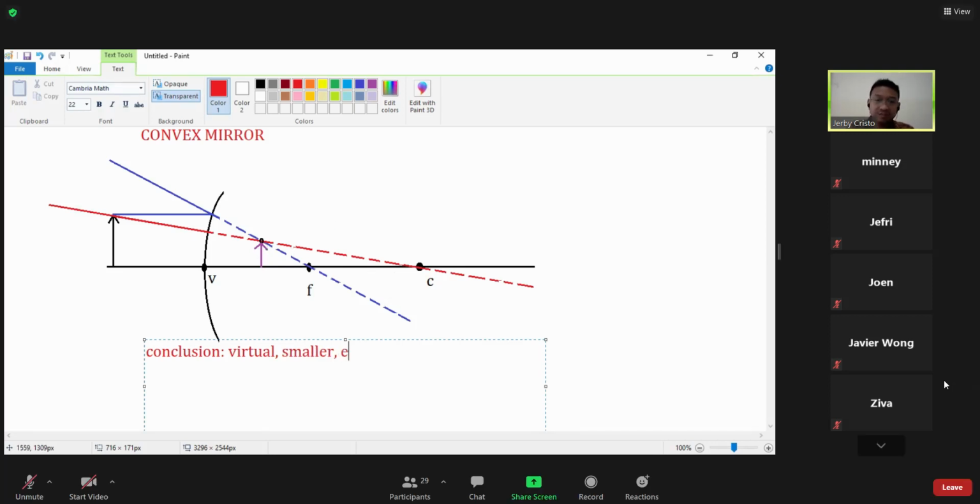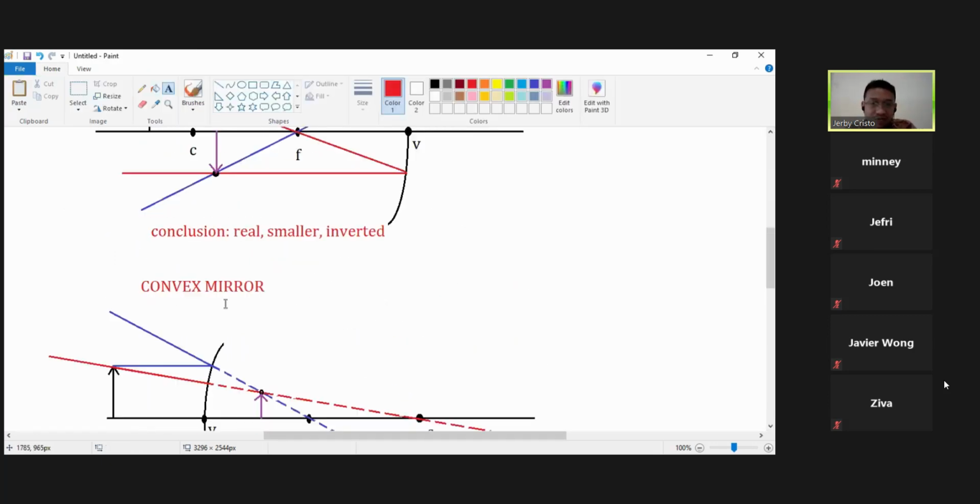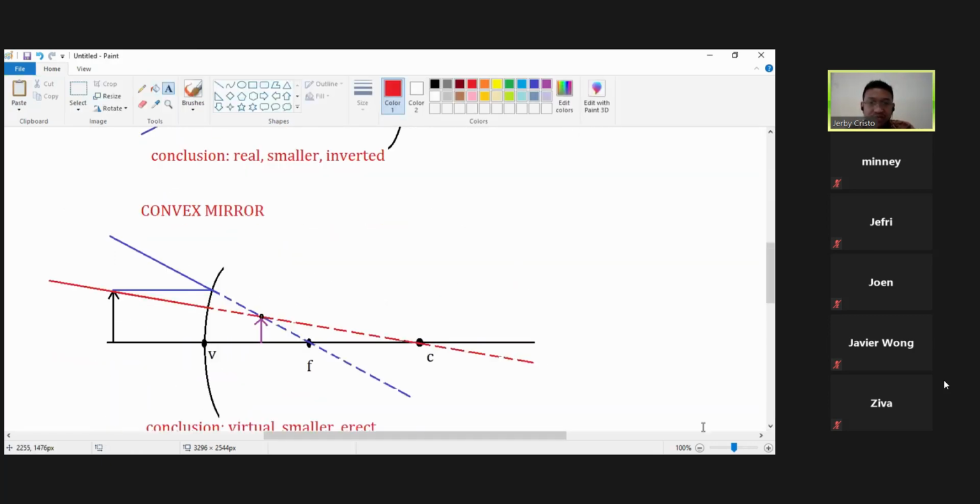And finally, the position is erect, or you can also use the word upright. It means it is similar to the object. The direction is going up. Okay. So this is how we do the ray diagram for convex mirror.